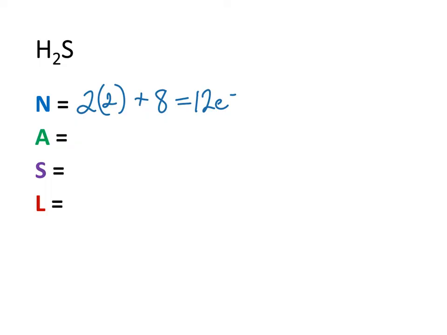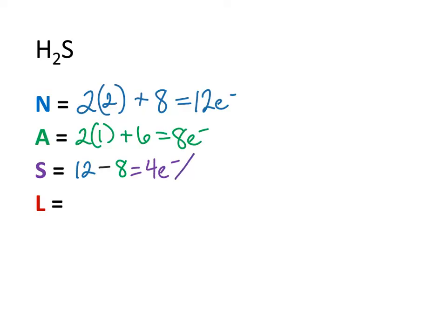Then I need to calculate my available electrons. I have 2 hydrogen atoms, each of which has 1 valence electron to contribute, plus 6 valence electrons from sulfur, to give me a total of 8 electrons to work with. To calculate my shared electrons, I'm going to take my needed electrons, in this case 12, minus my available electrons, in this case 8, which gives me 4 electrons that are going to be shared. Dividing by 2, since that represents the number of electrons in each bond, tells me that I'm going to need 2 bonds in my diagram.